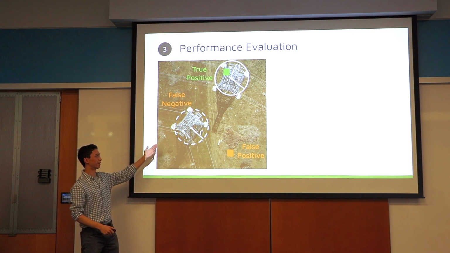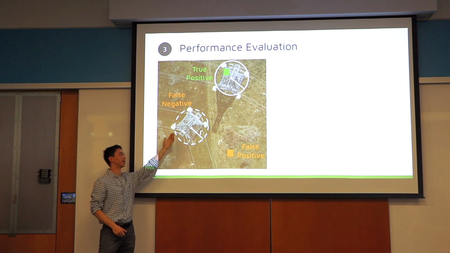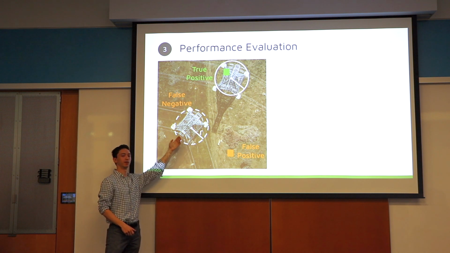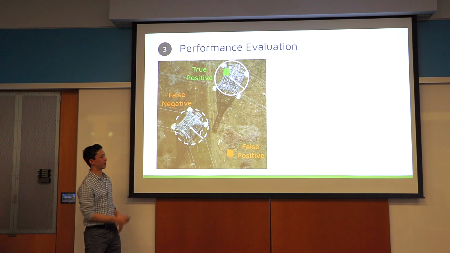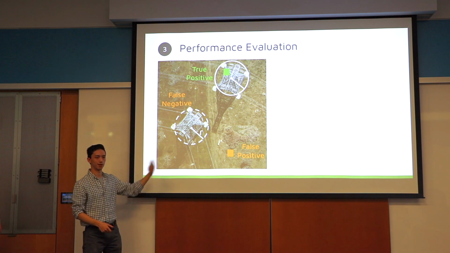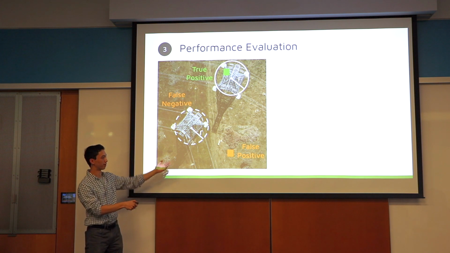Similarly, here we have a false negative, or a missed detection, because there's clearly a tower here, but the model has not labeled anything there. And then over here we have a false positive, which means that the model said that there's a tower there, but there definitely is not a tower there.